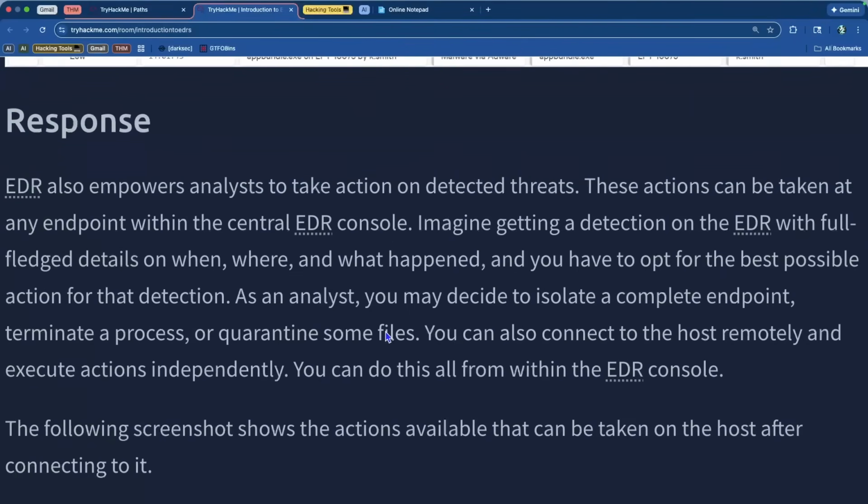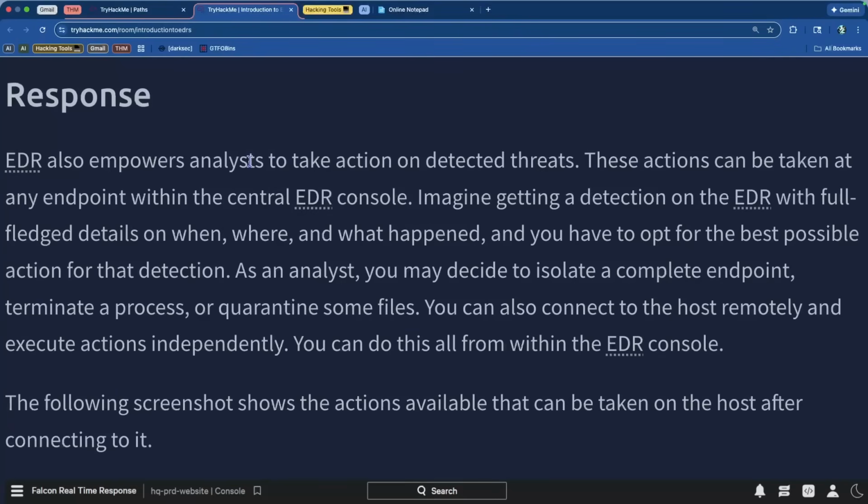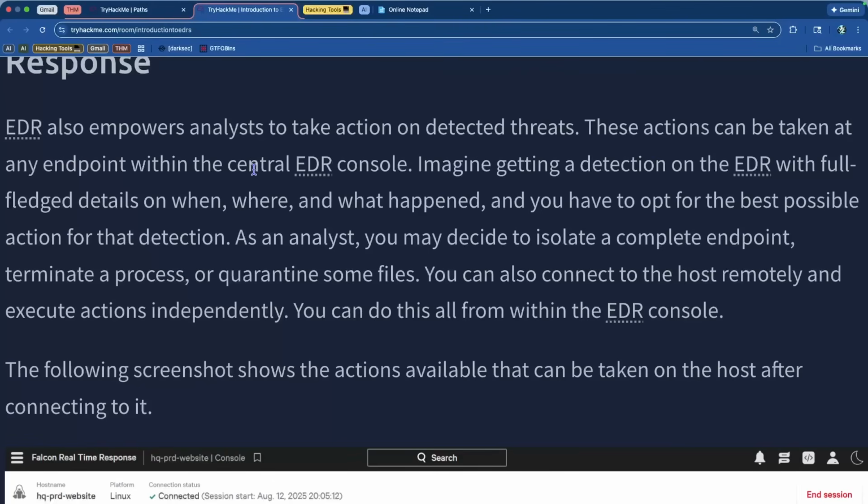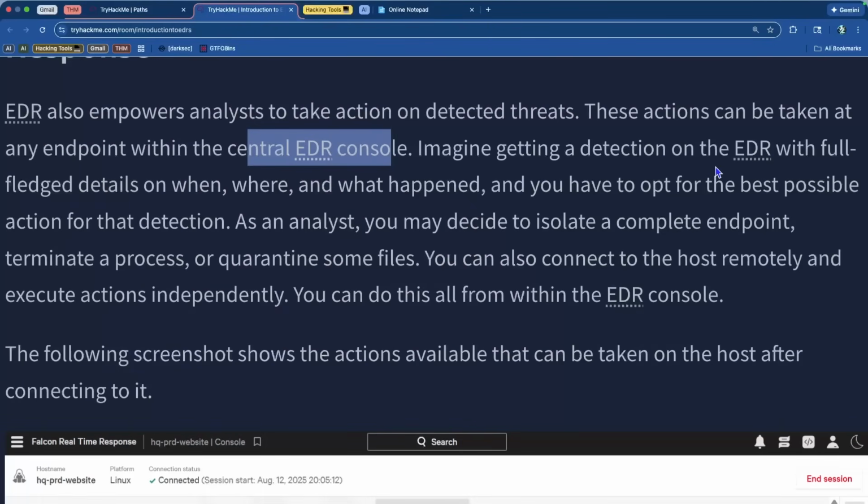And then finally, we have response. EDR empowers us to take action on detected threats, and they can be taken at any endpoint within the central EDR console. And imagine getting that EDR detection with full-fledged details on when, where, and what happened.